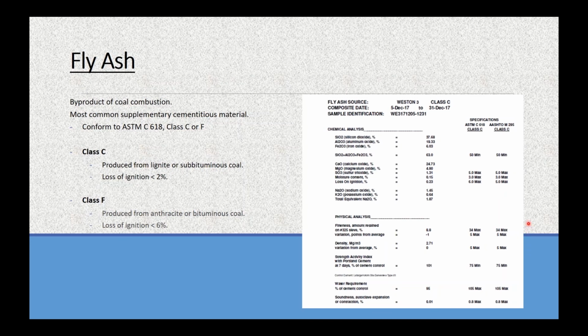Again, this is some documentation from a concrete supplier. This is what they're going to have for their documentation, and basically this is showing that we have a Class C fly ash, and it has the required ASTM there as well. So this is the type of documentation that you would need to show that your fly ash meets Spec 4.